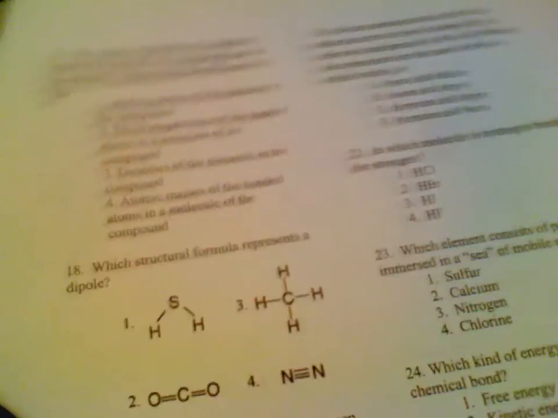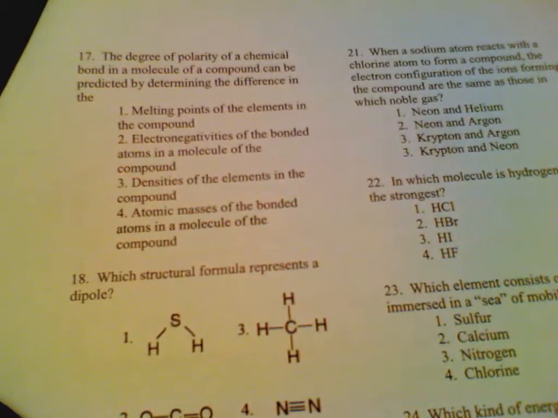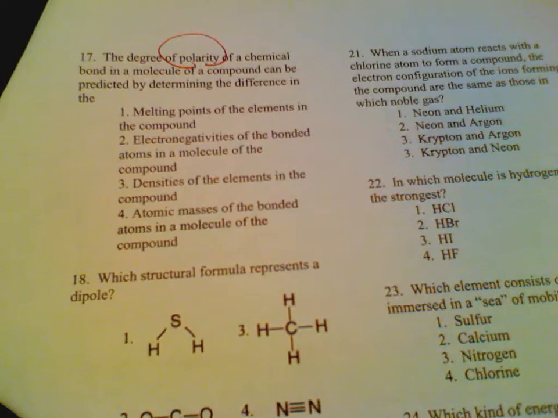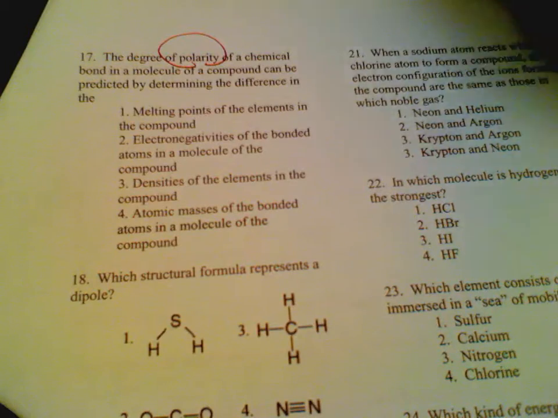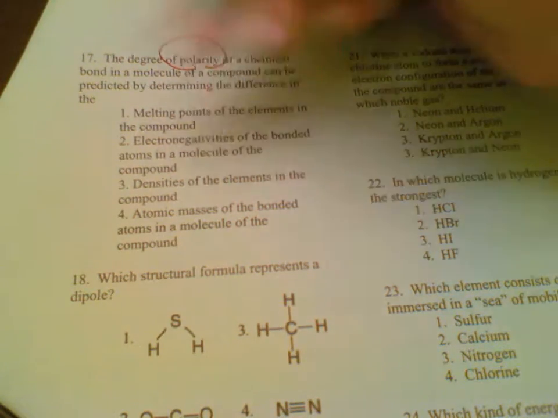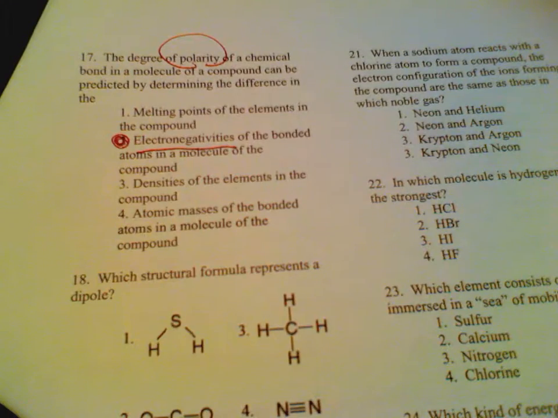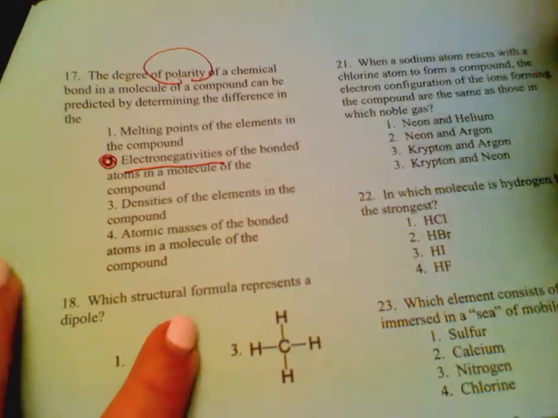All right, number 17. The degree of polarity of the chemical bond in a molecule of a compound can be predicted by determining the difference in. So if I want to know if something is polar or nonpolar, well, I can look up the electronegativities of the bonded atoms. Remember that if I have electronegativity differences, let's see, 0 to 0.4, that's going to be our nonpolar.